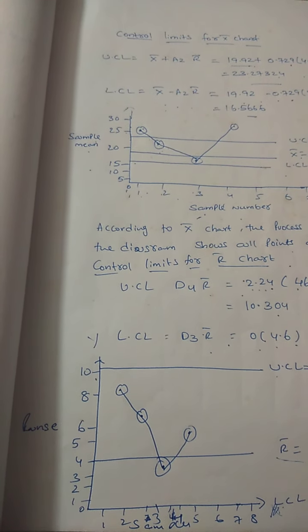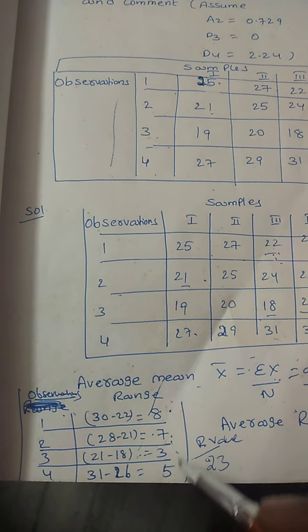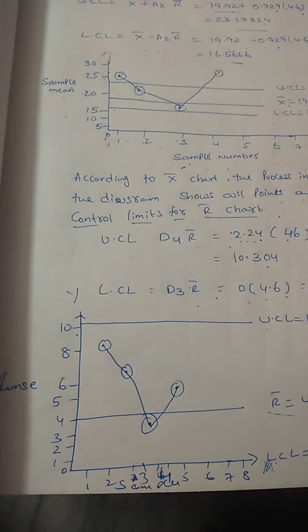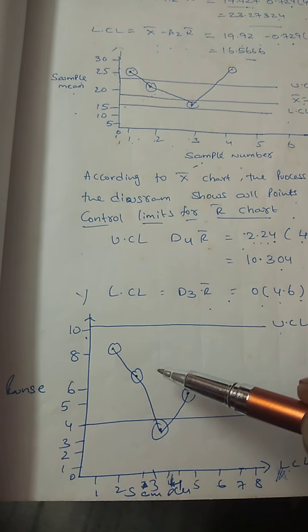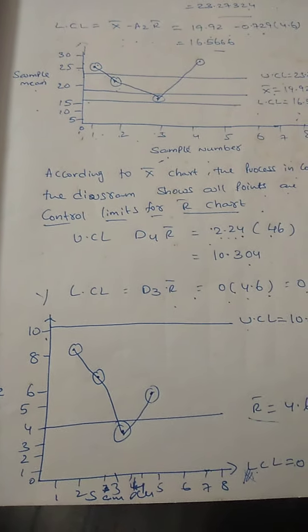And here 1 means 8, 2 means 7, 3 means 3, 4 means 5. They are given the values, and we take the same pattern here.